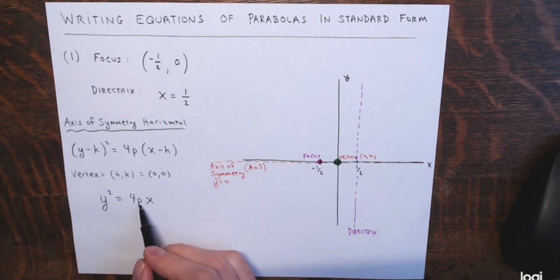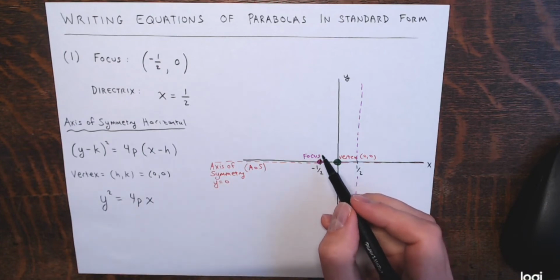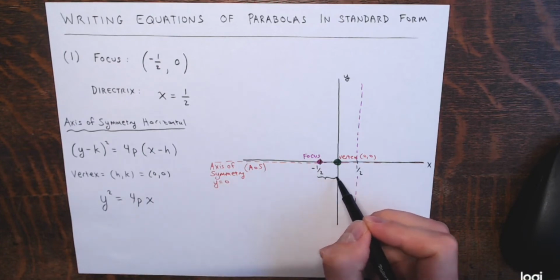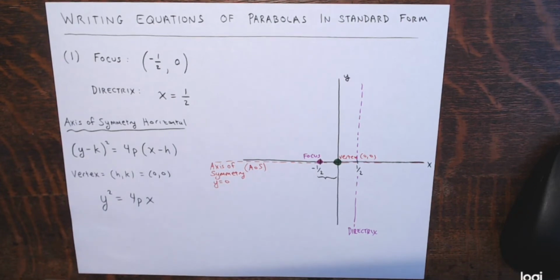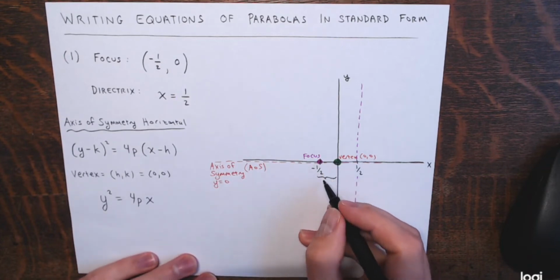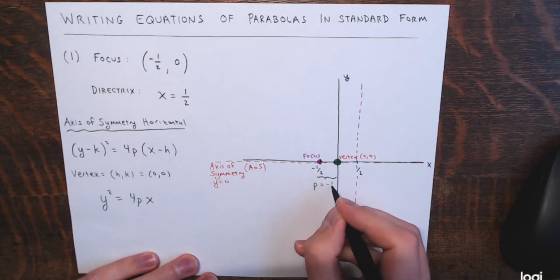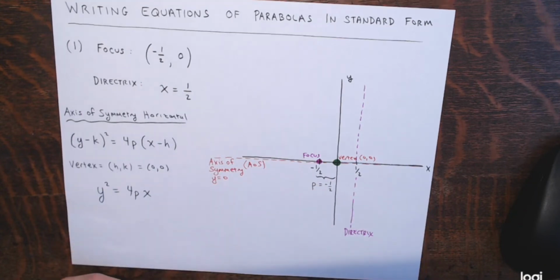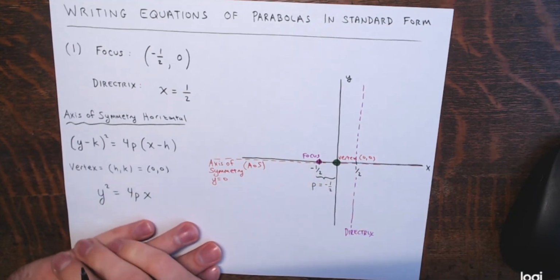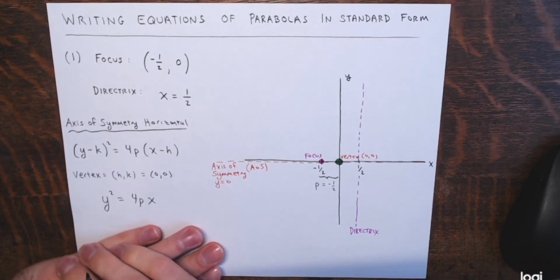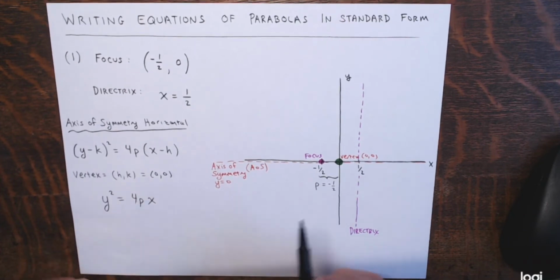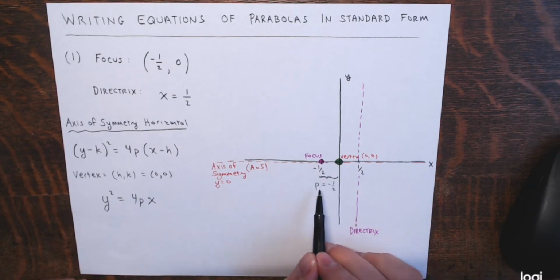And now I just need to find p. Remember that the value of p is just telling you how far and in what direction the focus is from the vertex. And you see how the focus here is half a unit to the left of the vertex. So p is equal to negative 1/2. If it were to the right of the vertex, going to the right is a positive change horizontally, p would be positive 1/2. But from the vertex to the focus, p is negative 1/2. Going to the left horizontally is a negative change.